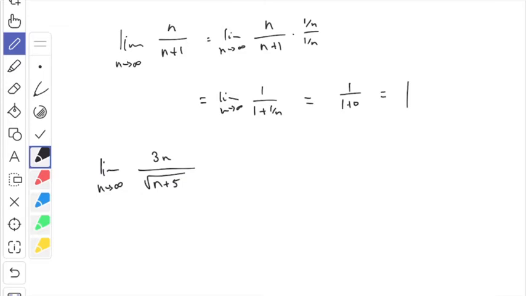So I see a power of n on the top. So I'm going to, again, multiply by 1 over n on the top and the bottom to cancel out the n up top. Before the equal sign, I am, again, going to multiply 1 over n over 1 over n. All right? So what I get on top is just going to be 3, right? And on the bottom, I get 1 over n times the square root of n plus 5. And now we are going to shove the 1 over n into the square root.